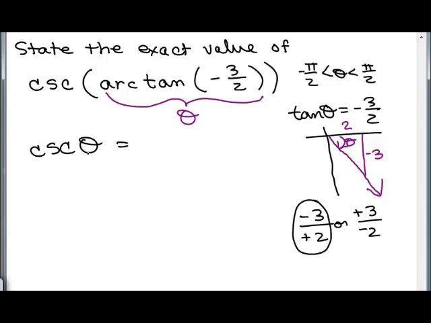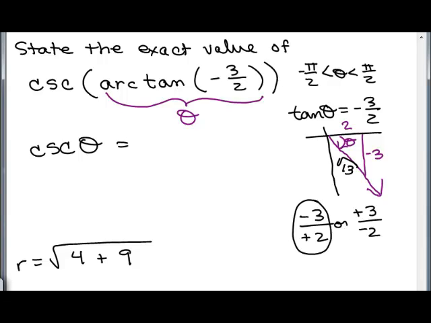What's the cosecant of theta? So remember, that is r over the y value. So I need to find r. So that's Pythagorean Theorem stuff. And r is just the square root of the x squared, which is 4, plus the y squared, which is 9. So this value over here is square root of 13.